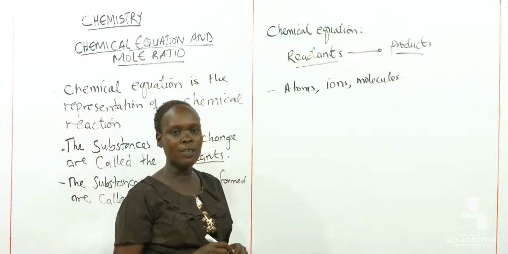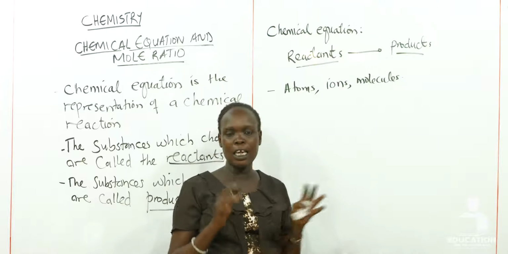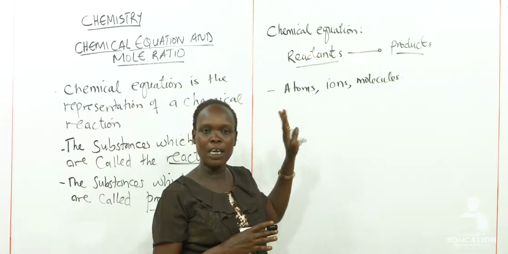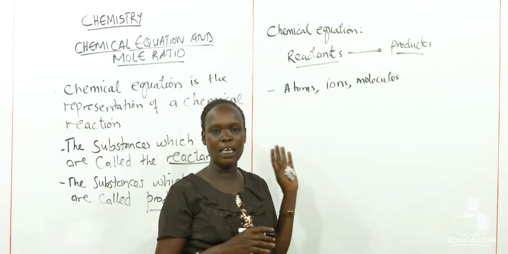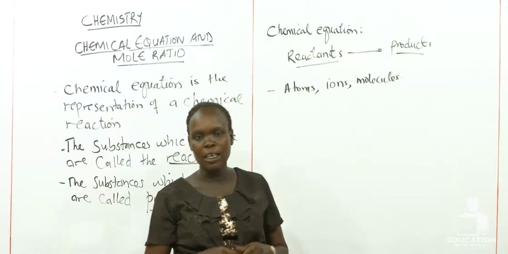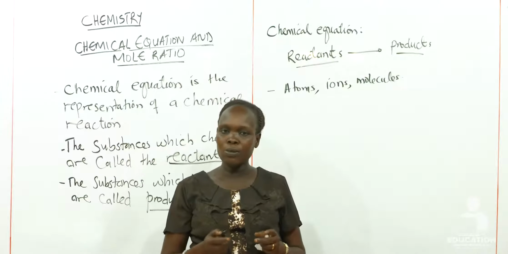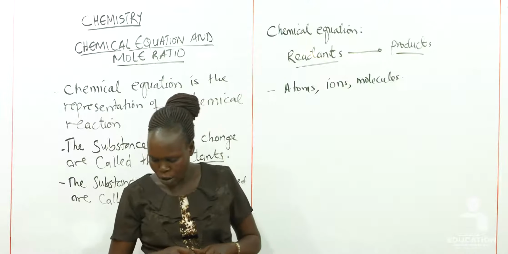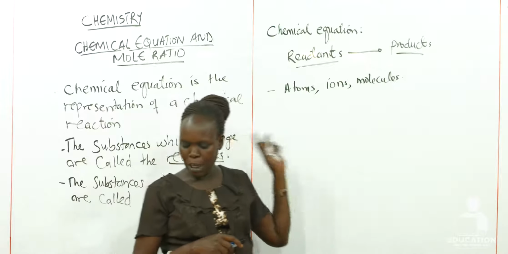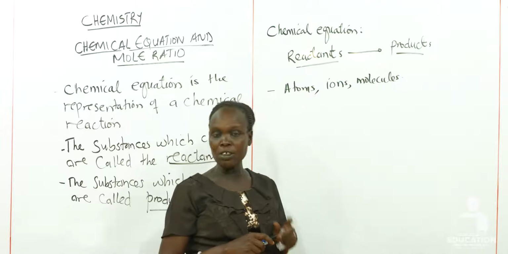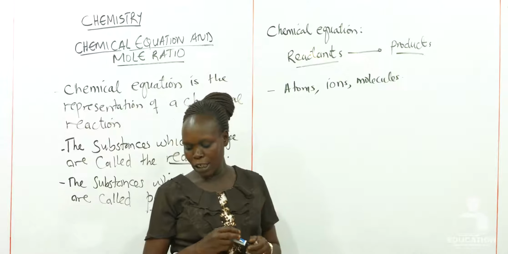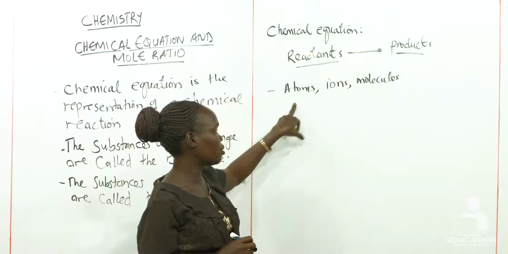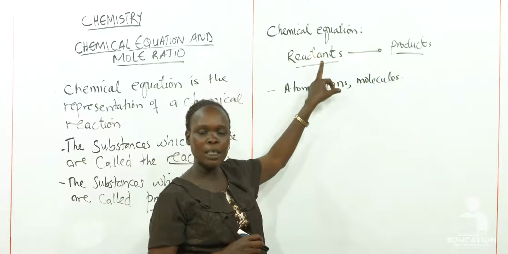The product and the reactant are different terms, and they are represented in different places. The right hand side is for the product and the left hand side is for the reactants. The reactants can be either atoms, ions, or molecules. A chemical equation is a convenient means of representing a chemical reaction by using symbols.